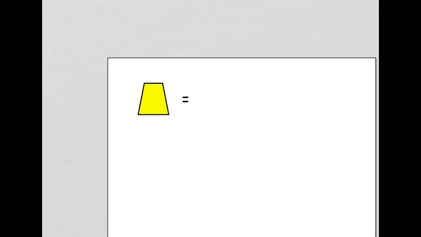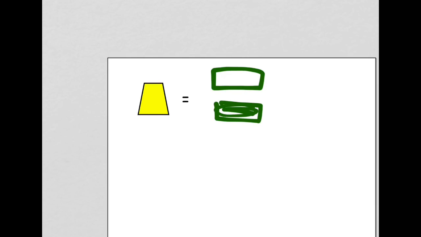So when I go to put my answer in, I simply have to draw two green rectangles. I think on the first time I did this, I said it was equal to two red circles, but it's equal to two green rectangles. Sorry for that mistake, but we all learn from our mistakes, right?